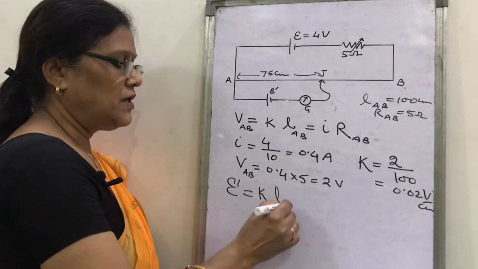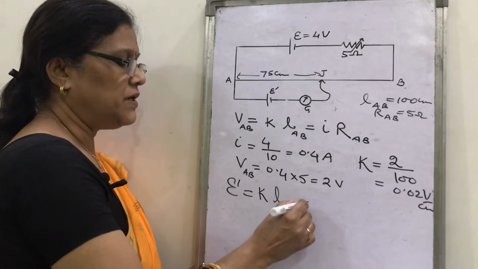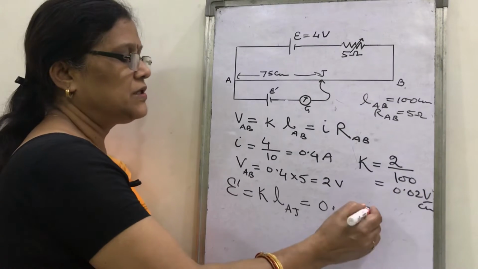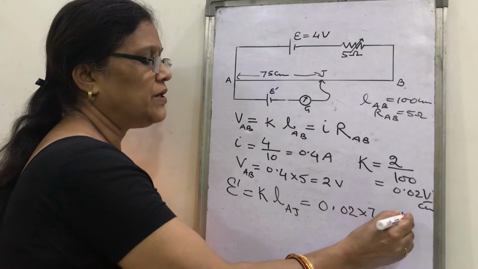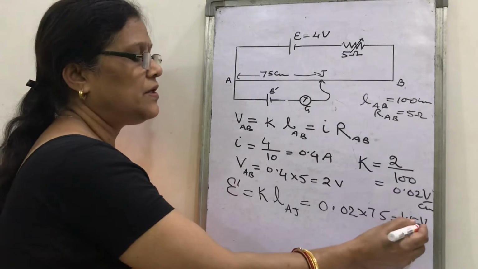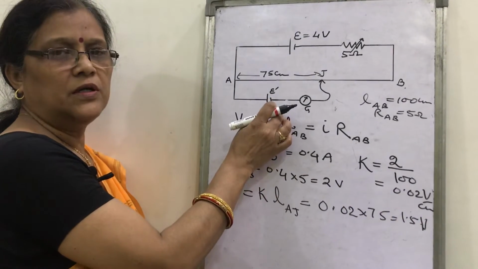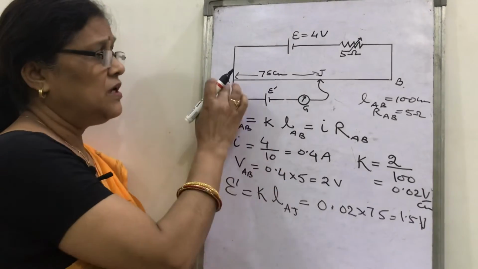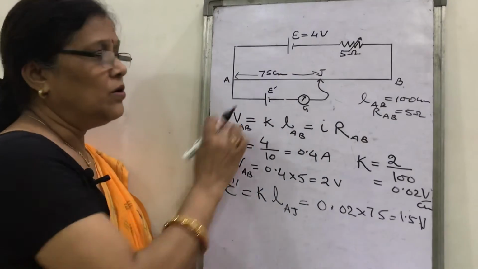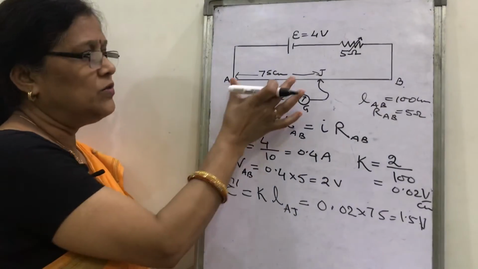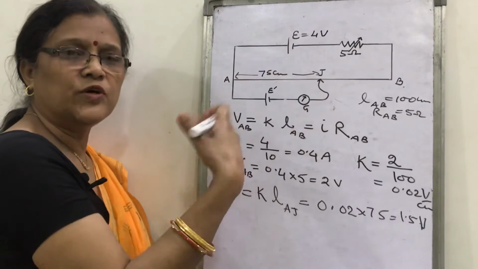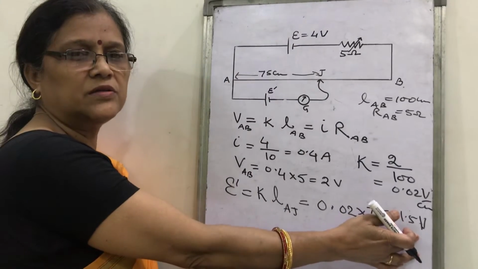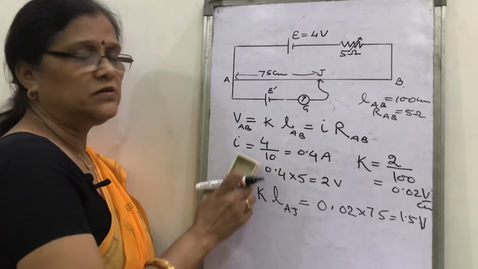Now E dash, that is balancing length across the potentiometer wire, is 75 centimeter. What is the formula? K into LAJ, that is balancing length. What is K? 0.02 into what is length? 75. So it is 1.5 volt. What is the unknown EMF? E dash is 1.5 volt. Simply you can also guess without solving, if competitive time is less: the whole potential is 2 volt, whole length is 100 centimeter. What is this length? 75 centimeter. Then what may be the potential across 75 centimeter? 1.5 volt. So in this way you can solve the question.